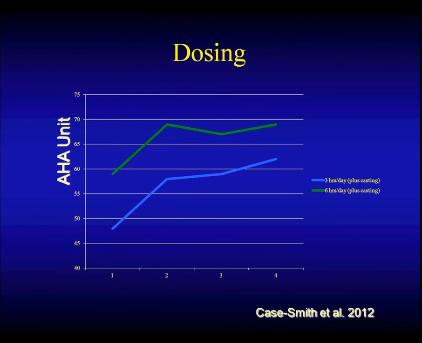So let me talk a little bit about dosing. As I mentioned, very little is known about dosing. There is one relatively recent study by DeLuca and Kay Smith and so forth. Basically, they looked at providing either 3 hours or 6 hours of constraint therapy per day over a three-week period. And what you can see is that in both cases you get parallel improvements.